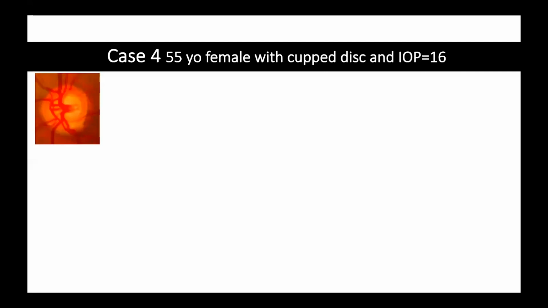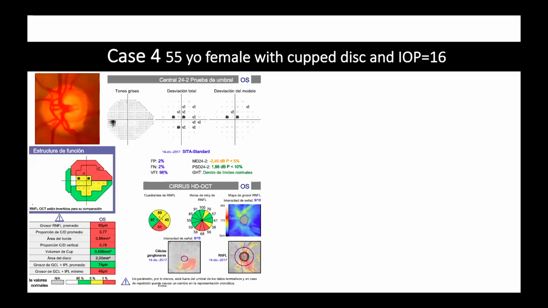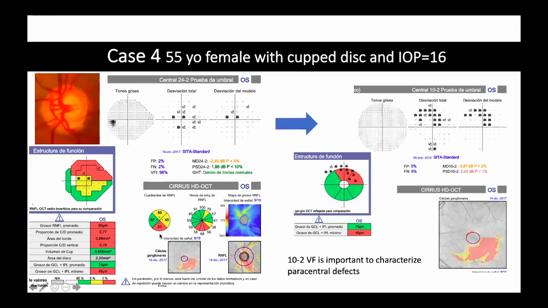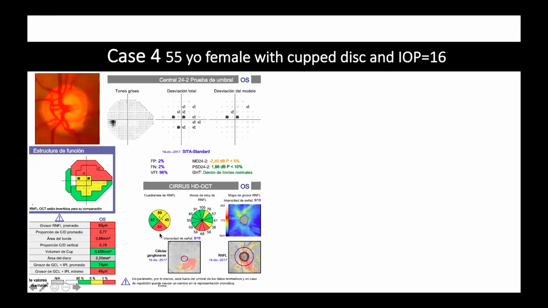So this is a 50-year-old female. She has a cupped disc. Her pressure is 16. In the nerve, you can see here an important inferior temporal notch, very characteristic of glaucoma. This is a normal pressure. This is untreated pressure. And these are the tests we were talking about. Here we can see how the disc matches the appearance.